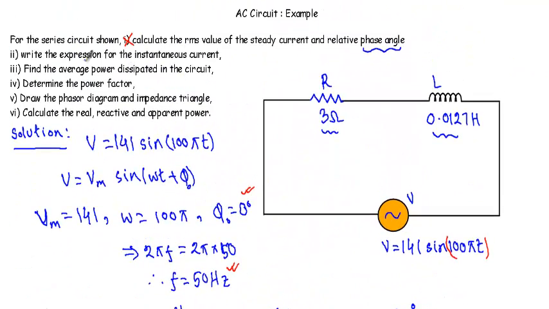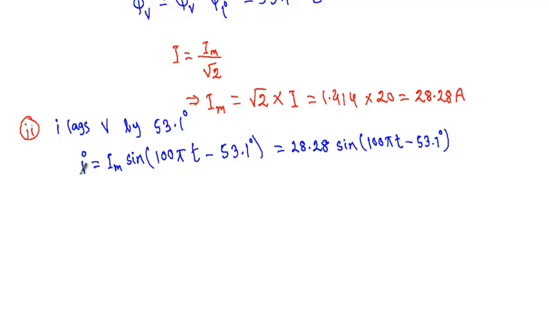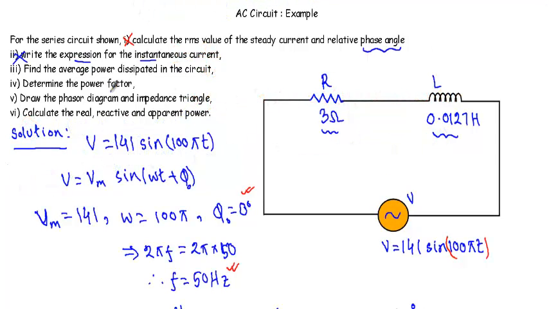In step number 2 we have to write down the expression for the instantaneous current. This small i indicates the equation of instantaneous current. In number 3 we have to find the average power dissipated in the circuit.